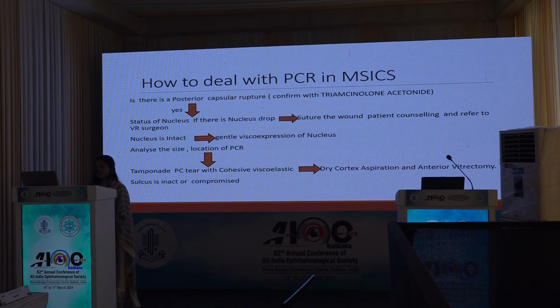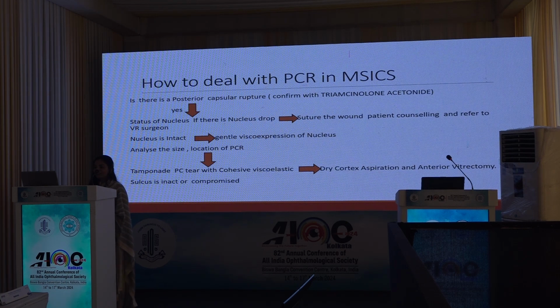If there is a PCR, then we should look for the status of the nucleus. If there is a nucleus drop, then we should suture the wound, counsel the patient and refer to the VR surgeon. If the nucleus is intact, then gentle viscoexpression of the nucleus is to be done. After that, we have to analyze the size and the location of the PCR. Then we should tamponade the PC tear with cohesive viscoelastic, and cortex aspiration and anterior vitrectomy are to be done.